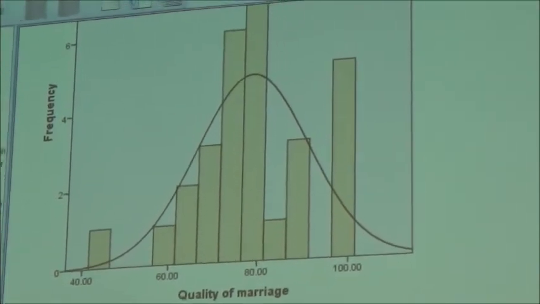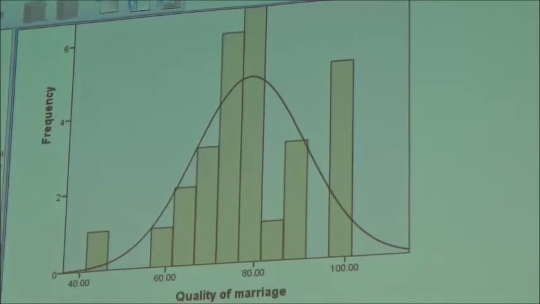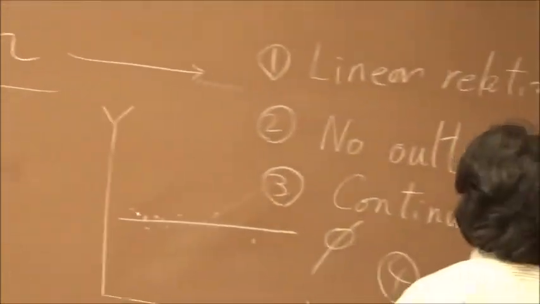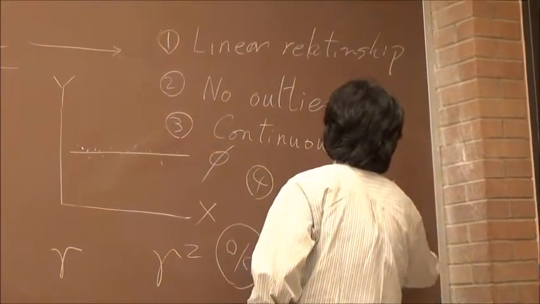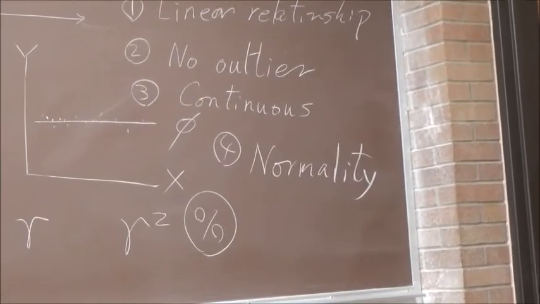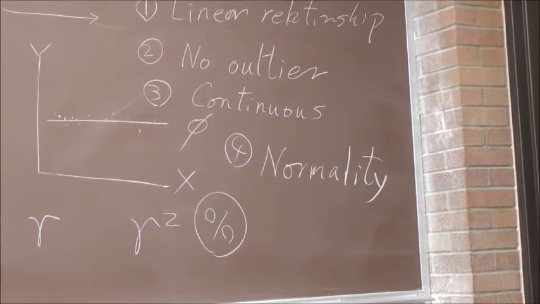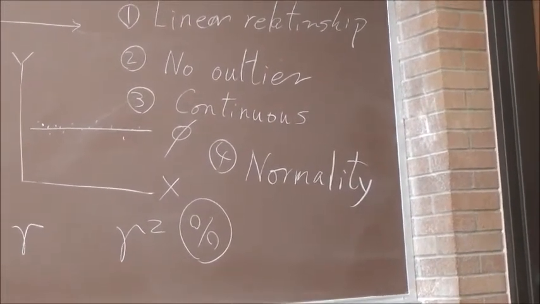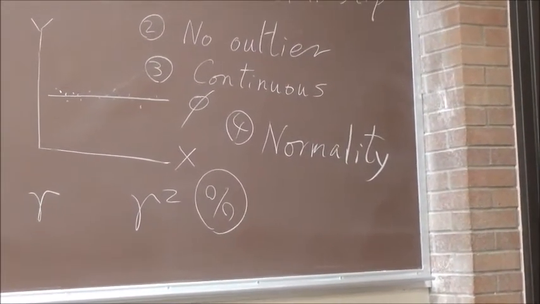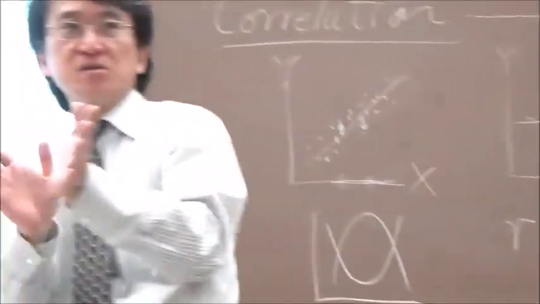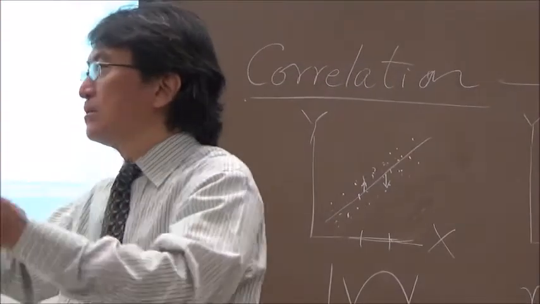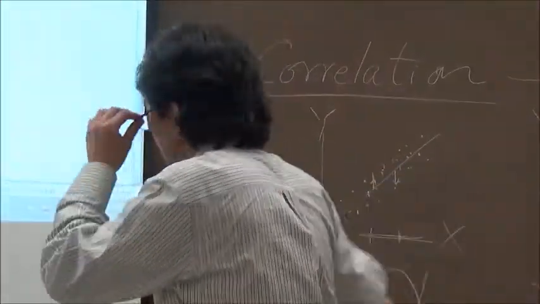One of the things I forgot to discuss is something called normality. Normal distribution. More precisely, bivariate normal distribution: two variables together in a three-dimensional world. That's called bivariate normality. But anyway, that's a technical name. That's a fourth assumption.